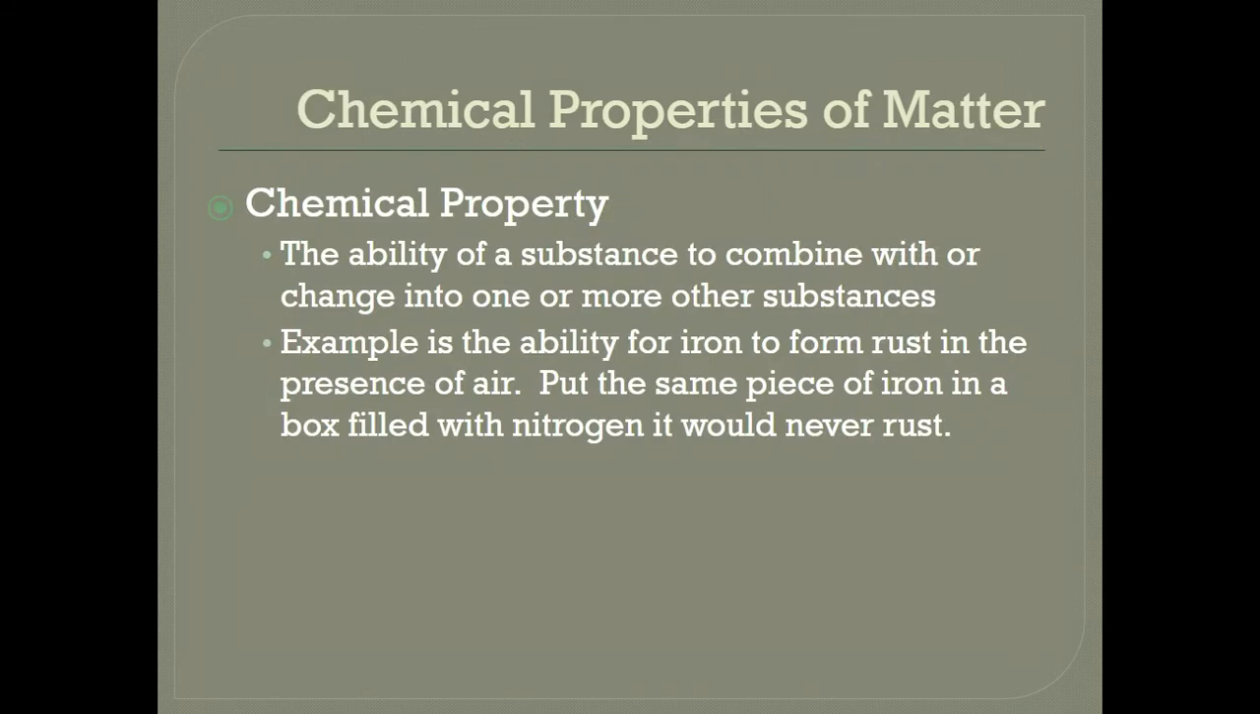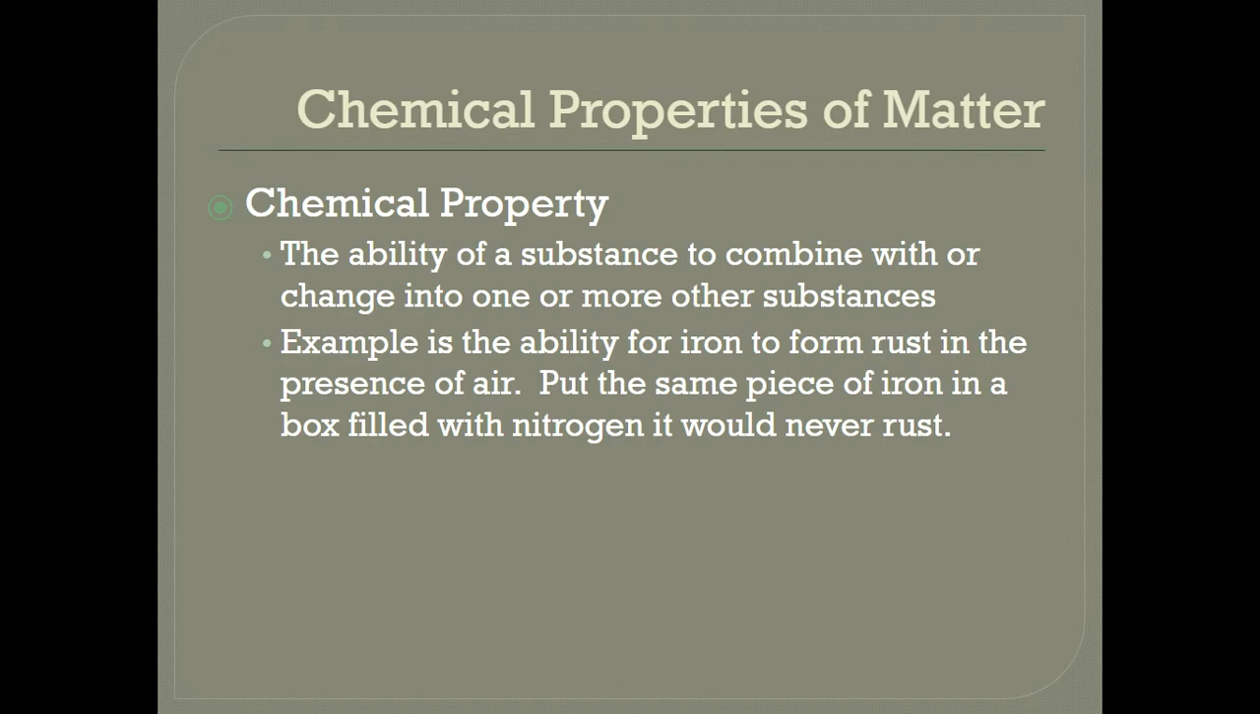And then we have a chemical property. Chemical properties are the ability for a substance to combine or change with other substances around them. This ability could be such as iron when it turns into rust. So when iron is put in the presence of oxygen, it will do something we call oxidize. It actually binds with oxygen to form iron oxide, which AKA is rust.